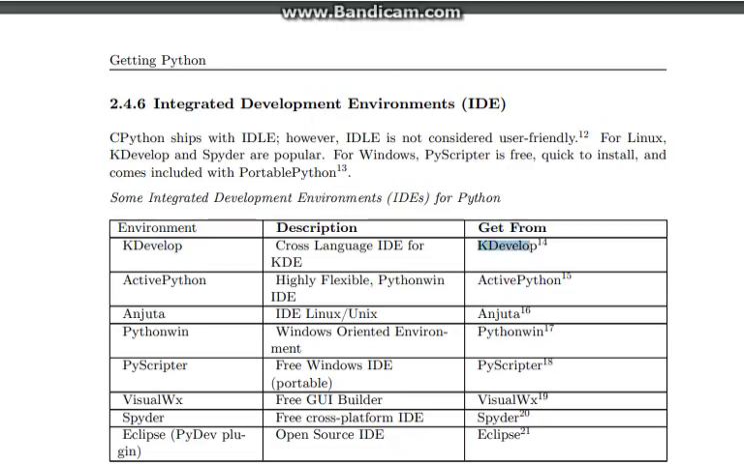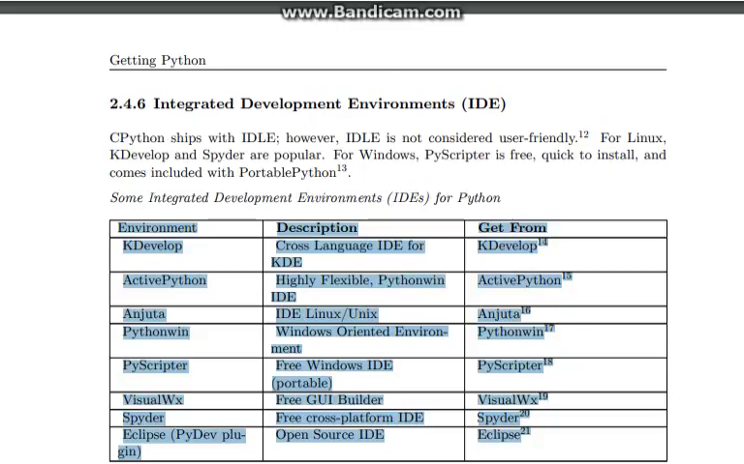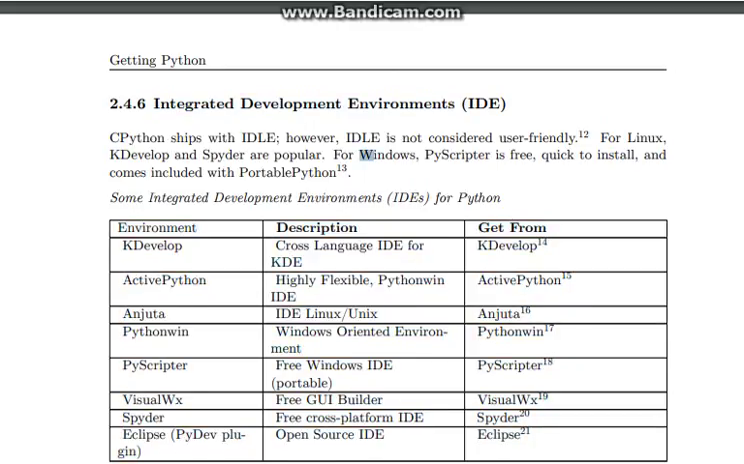It forms KDE, KDevelop, ActivePython and Jupyter Python, then PyScripter, Visual Studio, Spyder, Eclipse, and PyDev plugins. So these are open source IDEs, free and cross-platform. So these are Python IDE attributes.